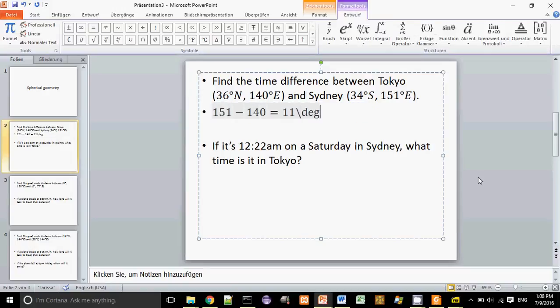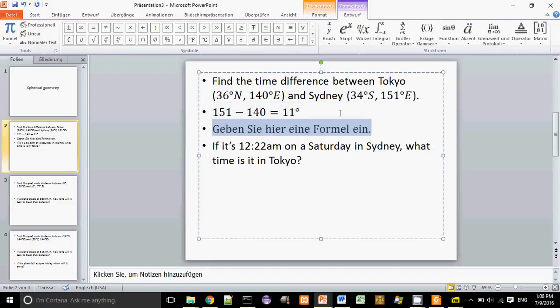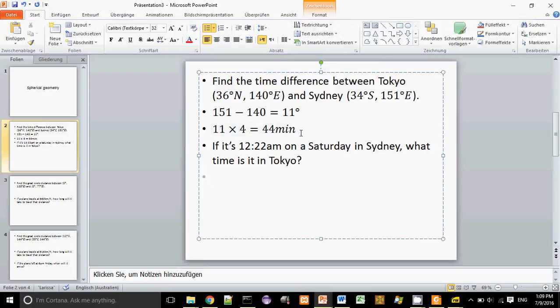So 11 degrees. That's the angular distance. In order to convert that to a time, you just do 11 times 4. Each degree is worth 4 minutes, so 44 minutes. This is easier than I thought it would be. I can put that in red.